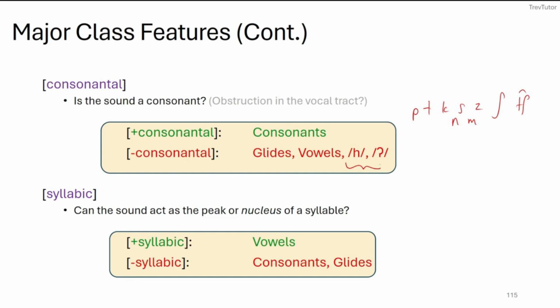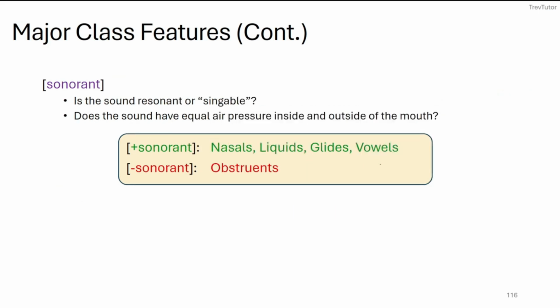Now, syllabic sounds help differentiate our consonants and glides from vowels. So, can the sound act as a nucleus of a syllable? And this is usually reserved for vowels. So, vowels are plus syllabic, while anything that's a consonant or glide will be minus syllabic.